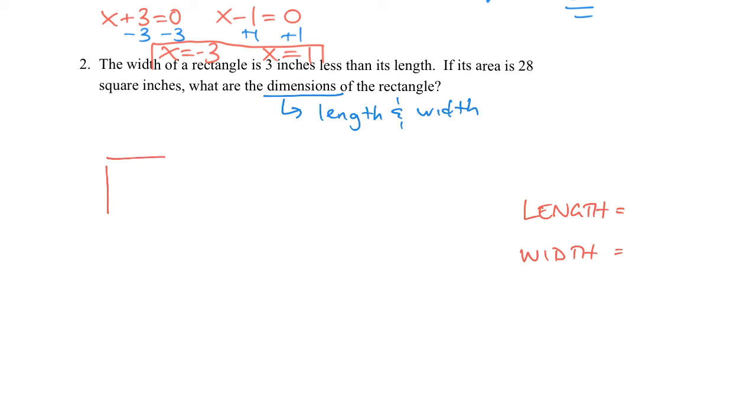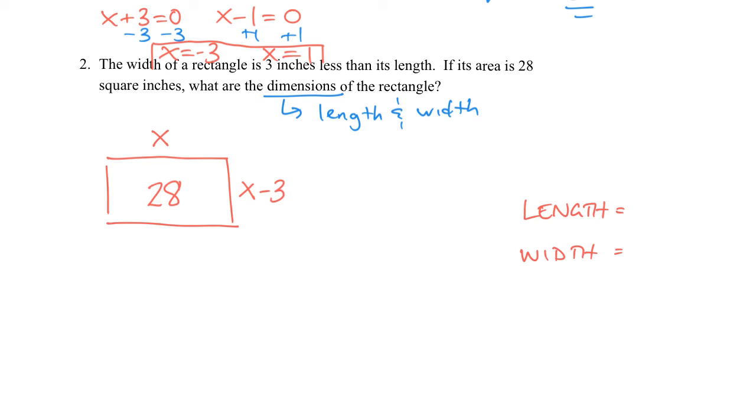All right, so let's draw a picture of this. It says we have a rectangle. It says its area is 28 square inches, so I'm going to put that in the middle, 28. And it says that its width is 3 inches less than its length. Now, I don't know its length or its width, but here's what I know. If the width is 3 less than the length, I can call the length x. And if the width is 3 less than that, then I can call the width x minus 3.